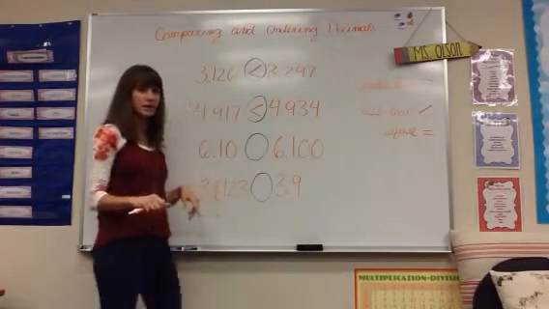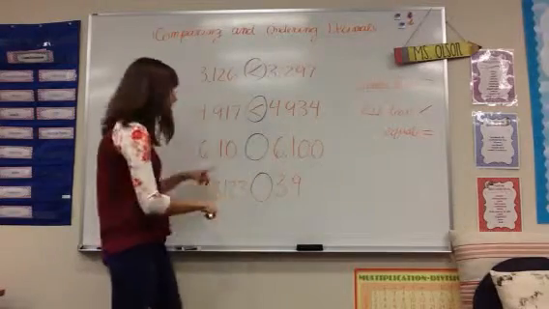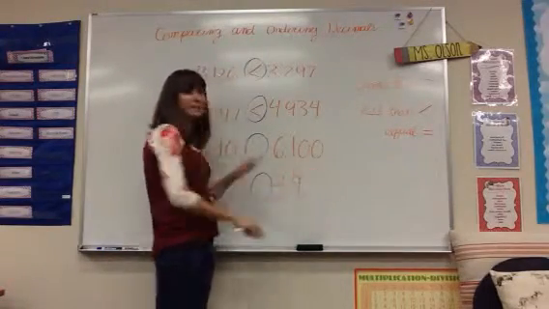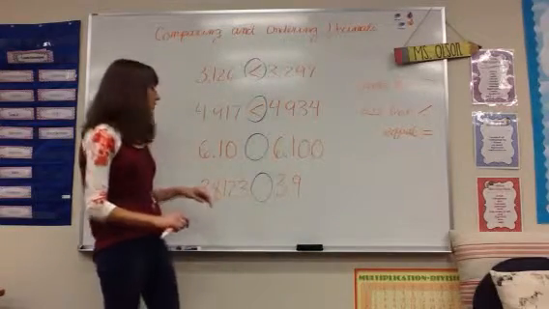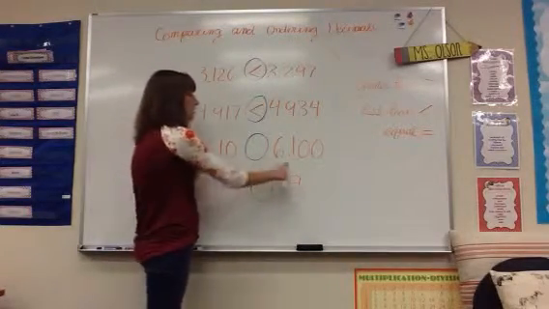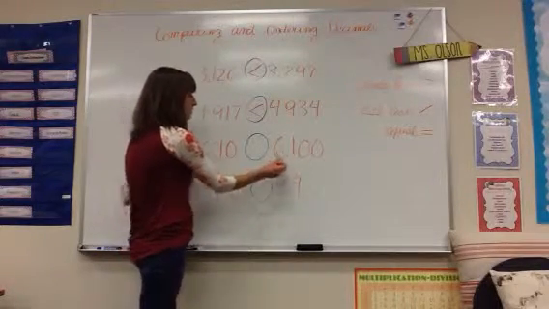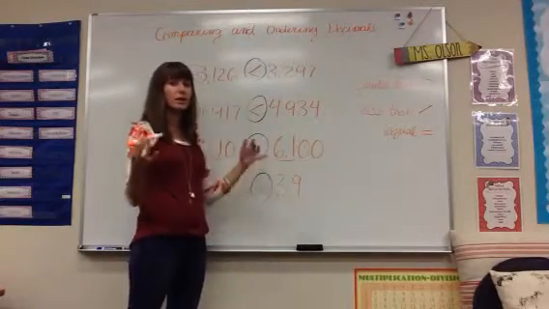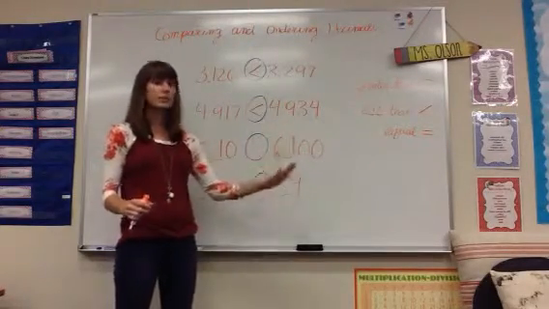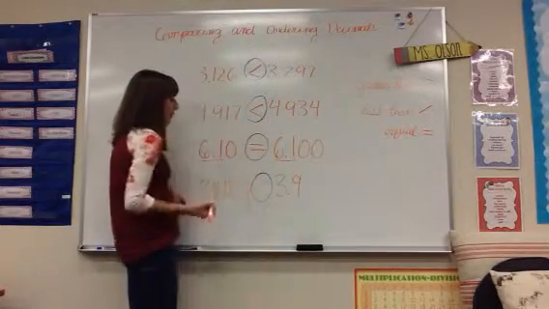Guess what? Zeros don't count. If a 0 is at the end of the number, it does not count. You might as well just erase them and pretend that they're not there. And just look at the digits that aren't 0. 6.1 and 6.1. Even though this one has more zeros, the numbers are equal. Zeros at the end do not matter. So they are equal. Okay.